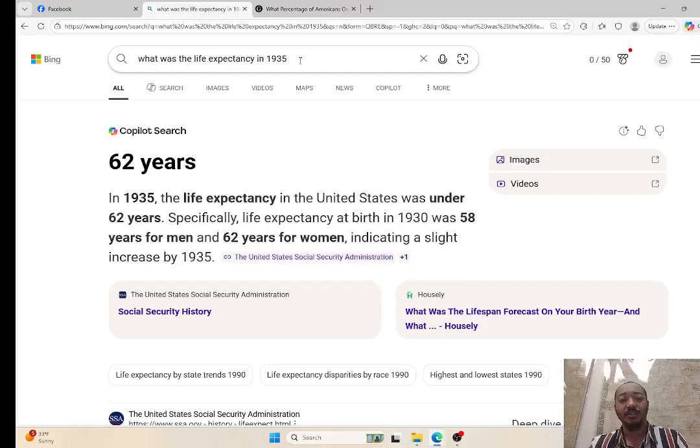62 years old for women, 58 for men. So we can average that out to 60 years. And wait a minute, hold on. I thought we couldn't receive benefits until 65. Well, life expectancy was only 60 years old. So this is what America promises us.